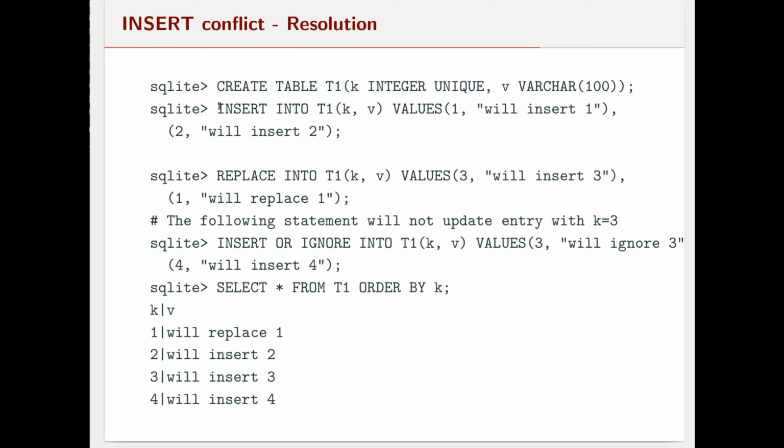Let's see what happens after the first insert. We're going to perform an insert of two columns K and V with values 1 and 2, and the corresponding values are 'will insert 1' and 'will insert 2'. So both these inserts will actually succeed at this point because the table was just created, it's blank, so there won't be any conflicts as far as this unique constraint is concerned. The keys are distinct, so both of them will go through, and so both these rows will get inserted.